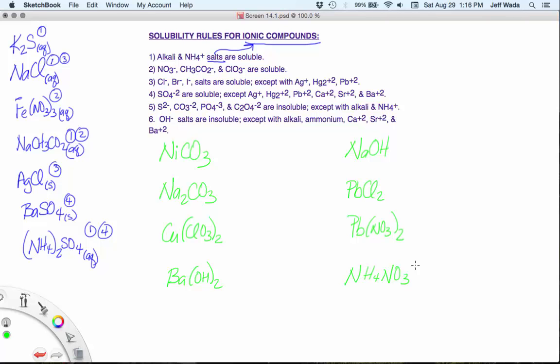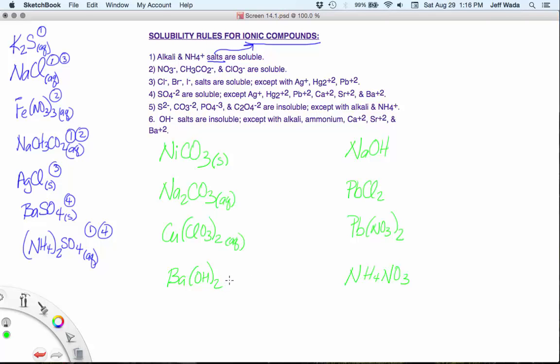Alright, here we go. Nickel carbonate. Turns out it is insoluble. Not soluble, forms as solid. Nickel carbonate is not soluble because of rule 5. Sodium carbonate is soluble because of rule 5 and rule number 1. Copper 2 chlorate is soluble because of rule number 2.